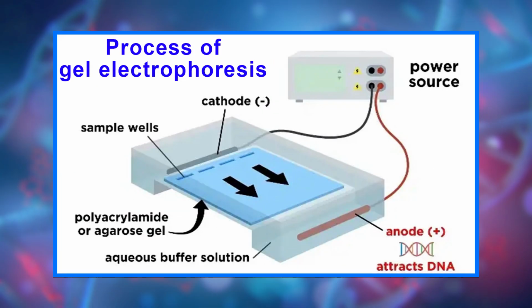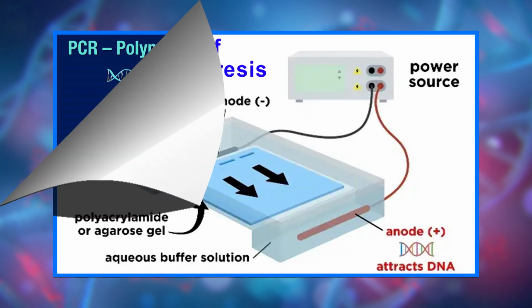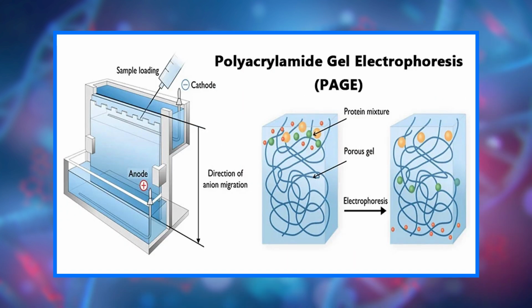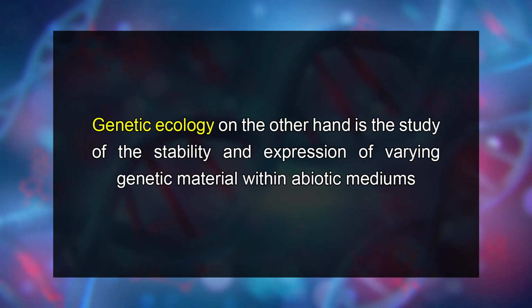This type of evolutionary biology study was only possible after gel electrophoresis had been designed in 1937, as prior to this a high throughput method for DNA analysis did not exist. With the development of polymerase chain reaction or PCR and polyacrylamide gel or PAGE electrophoresis, this field of study began to become more popular.